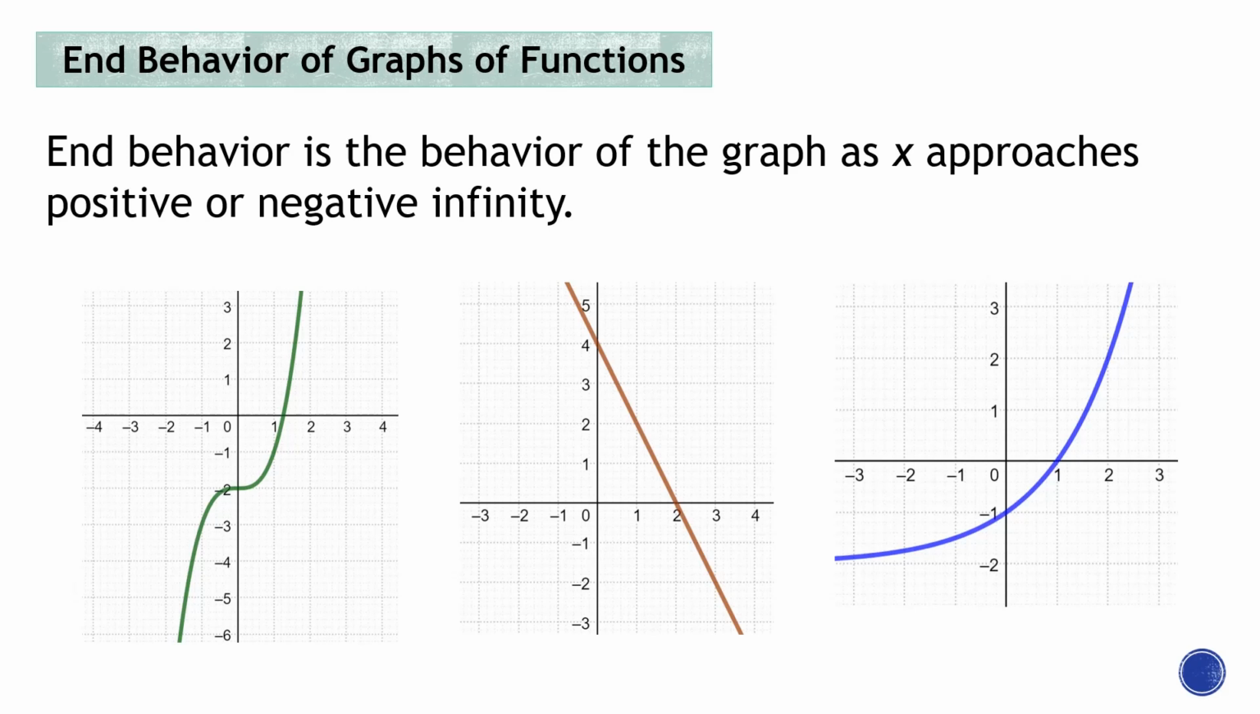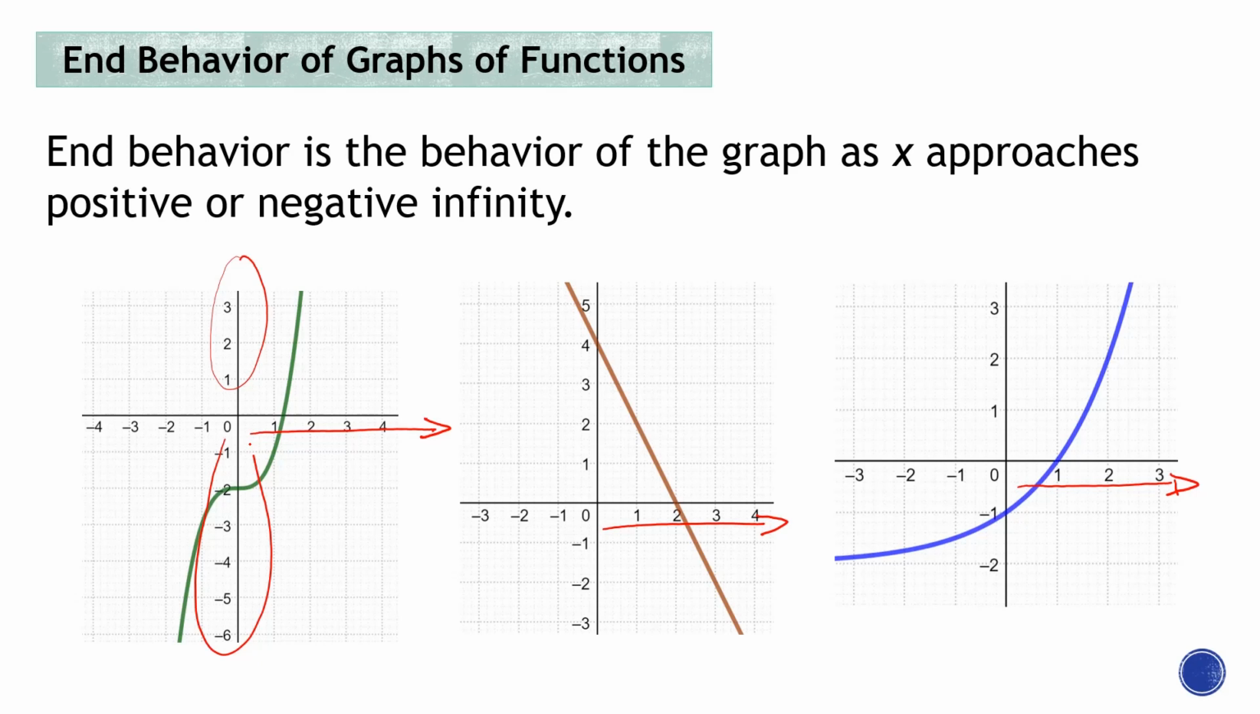So as x is approaching positive infinity, as x is increasing, where is the right side of the graph going in relation to our y or our f of x? Is it going to positive infinity? Is it going towards negative infinity? Or is it going to a certain number? Or is it equal to a certain number? So those are the possibilities that you will think about.